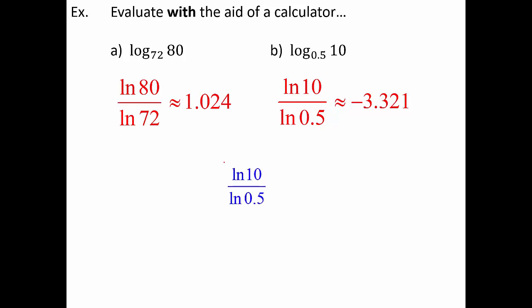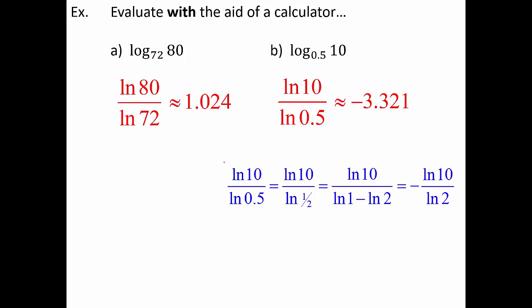0.5, that's really 1/2. And ln of 1/2 could be expanded into ln of 1 minus ln of 2 using our quotient rule. ln of 1 is of course 0, so that's really ln of 10 divided by negative ln of 2, which is just negative ln of 10 over ln of 2. So it's the same question that we had earlier, but negative. Just like to point that out.